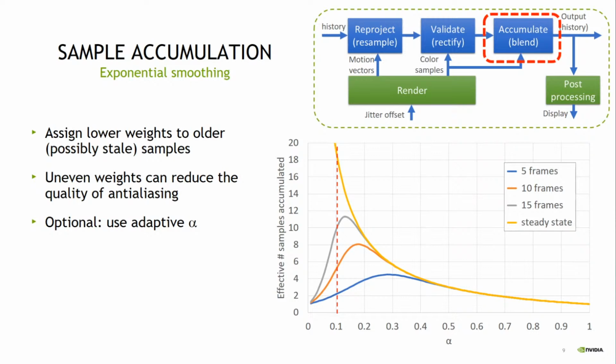However, we must understand that uneven weights assigned to different samples can reduce the effective sample counts of anti-aliasing, and I'm showing the effect on the right. For example, with a fixed alpha equals 0.1, after 5 frames, we are only getting a quality of supersampling with 2 samples, if uniform sampling weights were used. After 10 frames, we are getting the quality of 5 samples, and with an infinite number of frames, we are getting the quality of 19 samples at most. If we want to make the samples from every frame count, we need to use a progressively decreasing alpha from the harmonic series.